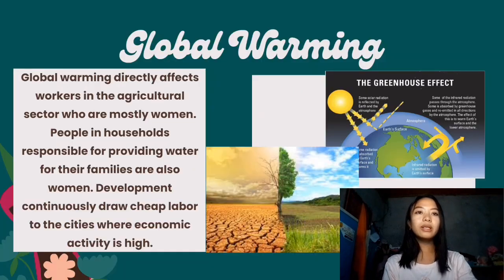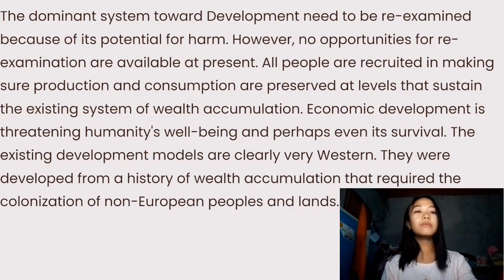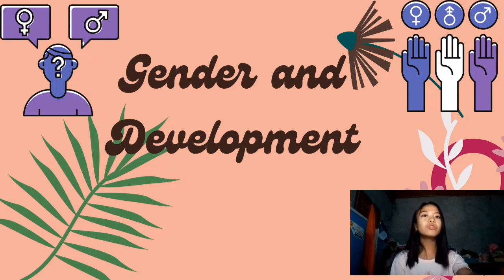Global warming directly affects workers in the agricultural sector, who are mostly women. People in households responsible for providing water for their families are also women. So, the dominant system toward development needs to be re-examined because of its potential for harm. However, no opportunities for examination are available at present. So, what is gender and development?